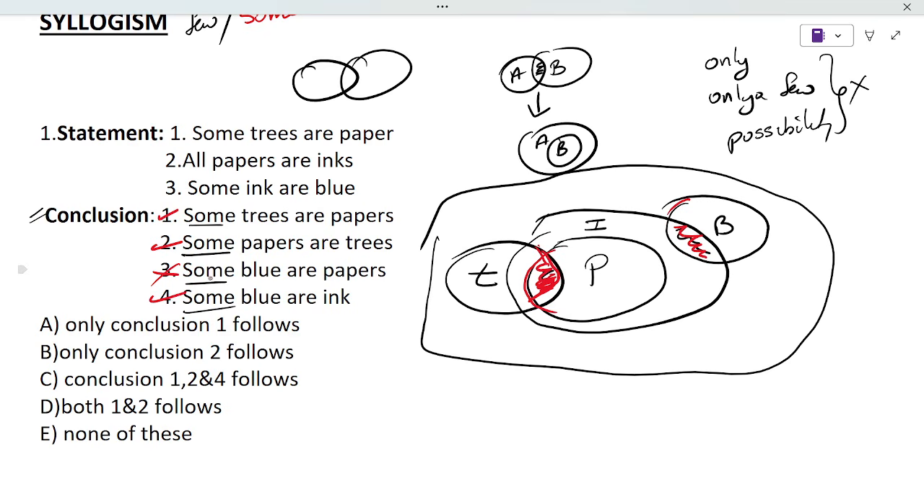So the correct option will be conclusions 1, 2 and 4 follow, which is option C. You will see that sometimes neither 1 nor 2 follows, sometimes both 1 and 2 follow, and sometimes either 1 or 2 follows. You will get to learn these cases also in the following questions. Let's go to the second one.